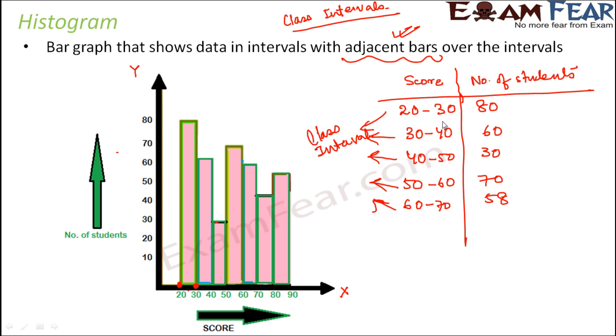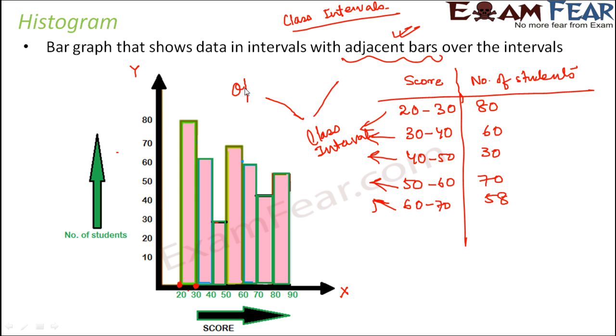Now, the next question that comes to your mind is, if I say that students who score between 20 to 30 is 80, what happens to a student who scores exactly 30? Will that student fall under this category, or under this category? Because 30 is the upper limit of the first class interval, but 30 is also the lower limit of the second class interval. So how do we know which interval a student scoring exactly 30 will fall under? Now, class intervals can be of two types.